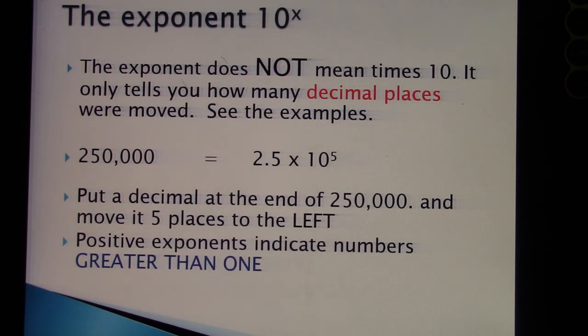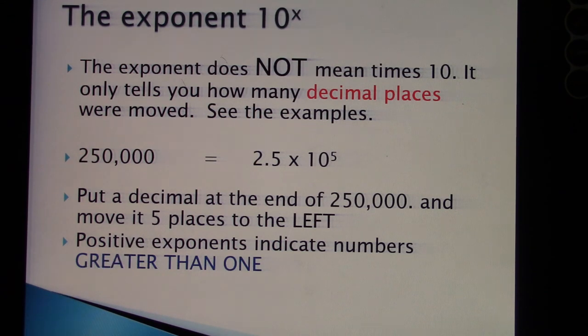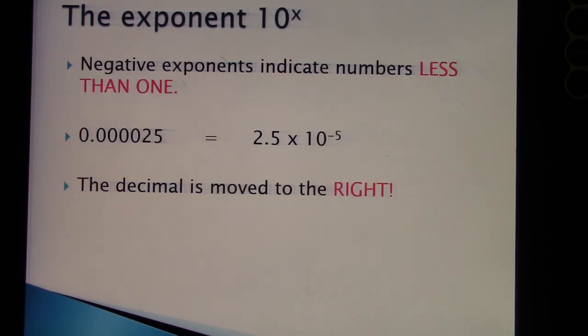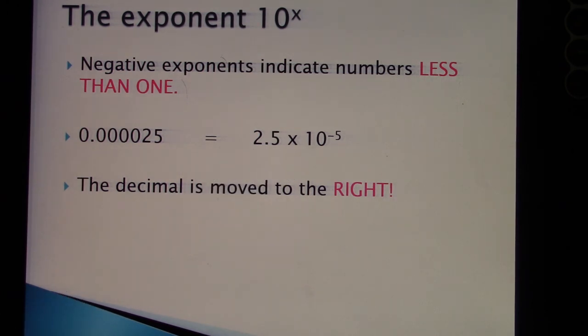Positive exponents indicate numbers greater than 1, so it's going to be large numbers. Negative exponents indicate numbers less than 1, so here the decimal moves to the right so many places. So start here. The number has 2 significant digits. You're going to count 1, 2, 3, 4, 5. So it's 2.5 times 10 to the 5th.